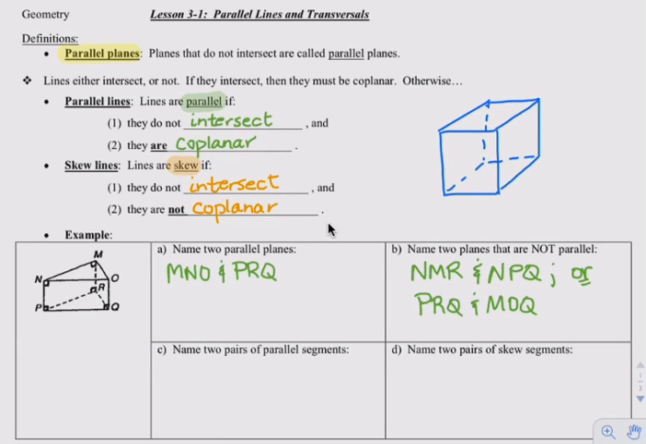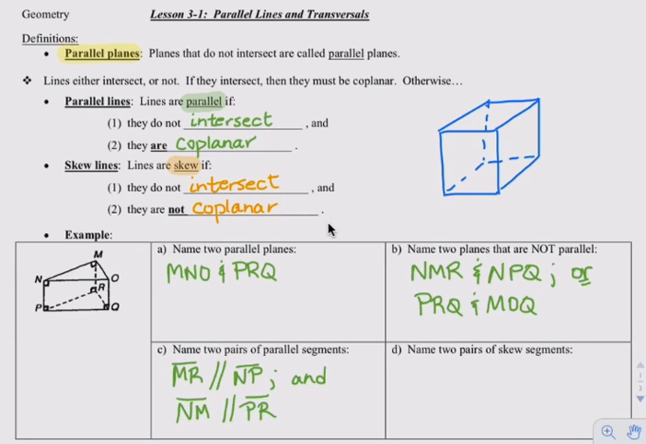Now, two pairs of parallel segments. So let's say segment MR is parallel. If you don't remember that notation, that means parallel. Segment MR is parallel to segment NP. There's an example of two parallel segments. And then another pair of parallel segments would be segment NM would be parallel to segment PR.